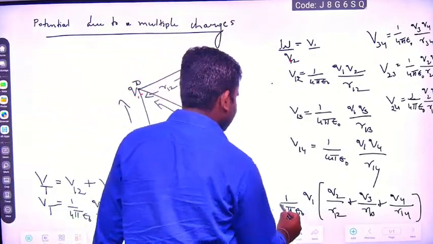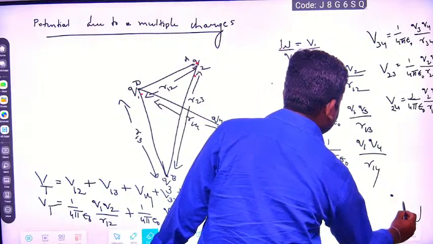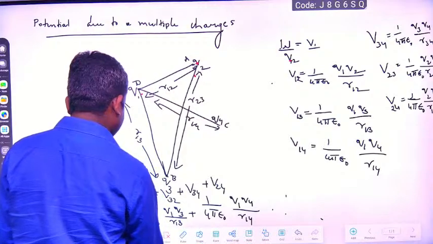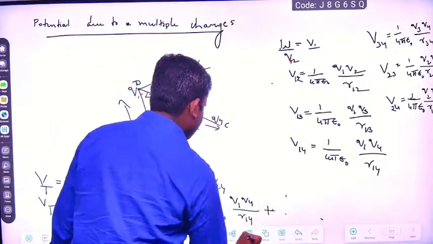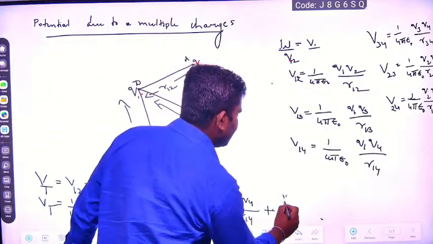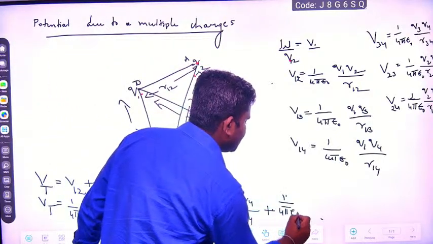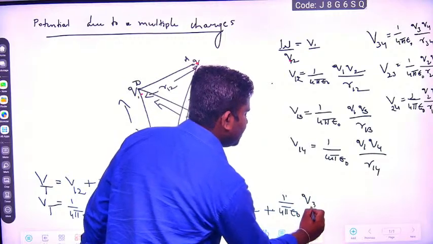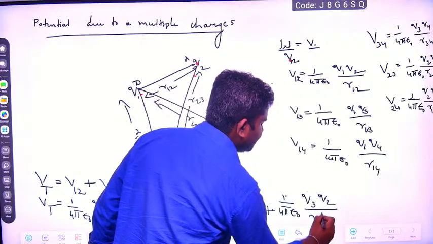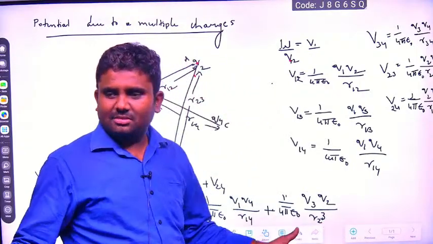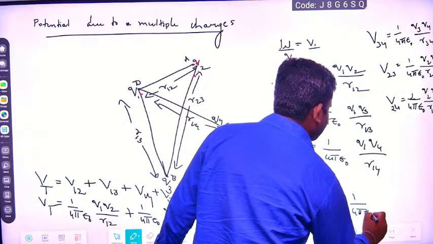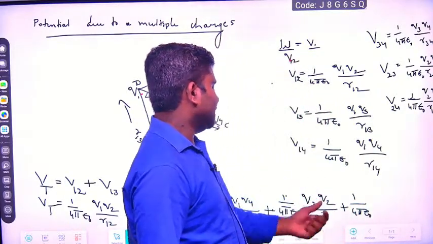I will erase this. Just see. Okay, so I will add this here, right? Which one I want to add? 3 2. Till 1 4 I added, 3 2 I want to add. So 1 by 4 pi epsilon naught Q3 Q2 by R23 or 32, since it is a scalar, no direction. Next, 1 by 4 pi epsilon naught Q3 Q2 by R23, done, right?